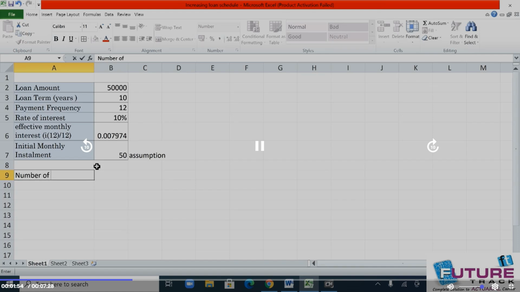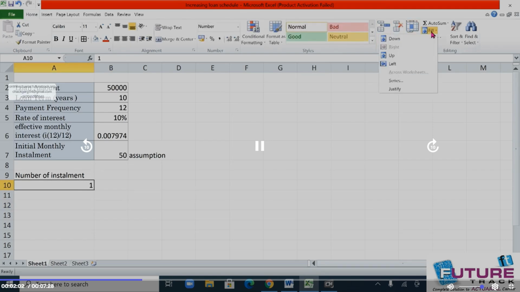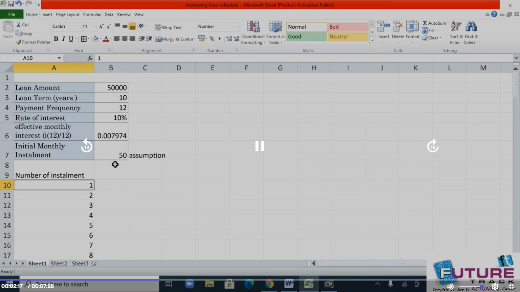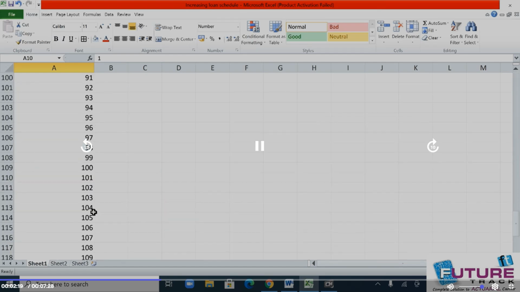Class, heading: number of installments. Start with 1, first installment. Let's complete this series. We fill the column with a linear growth of 1, with a stop value. There is a 10-year term with monthly payments, that means a total of 120 installments we are making. So we have got 120 installments, right?